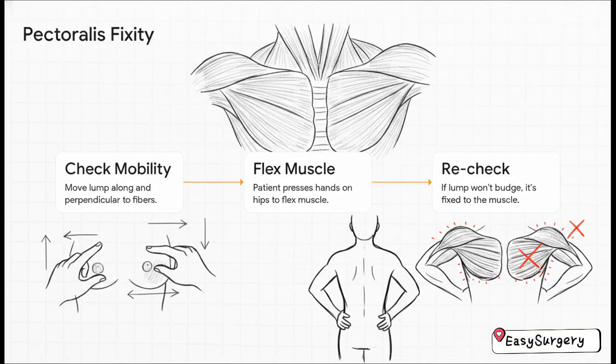Step 2, you have the patient press their hands firmly onto their hips and really push. This mechanically flexes and makes that pectoralis major muscle completely taut. Then, step 3, you try to move the lump again. If it suddenly won't budge at all, it means the mass is physically tethered to that muscle.